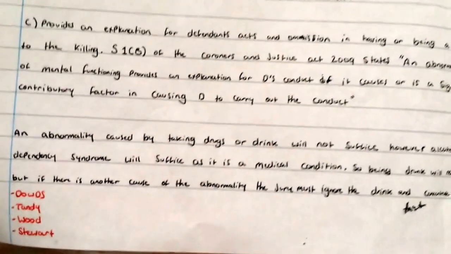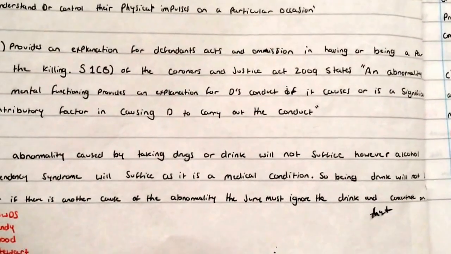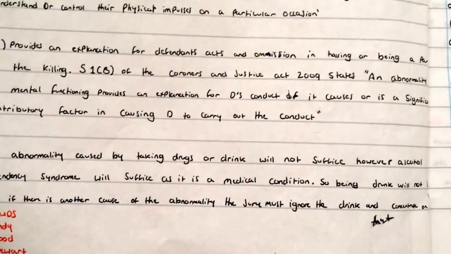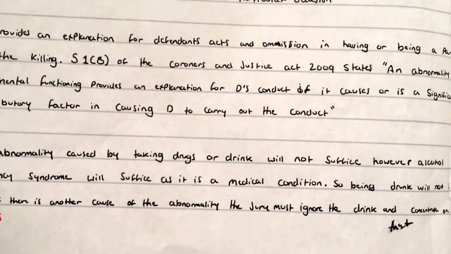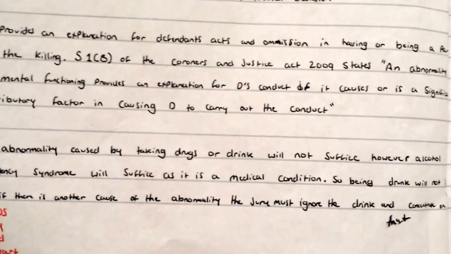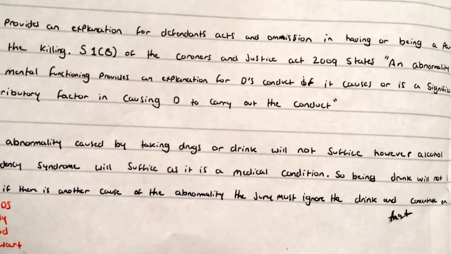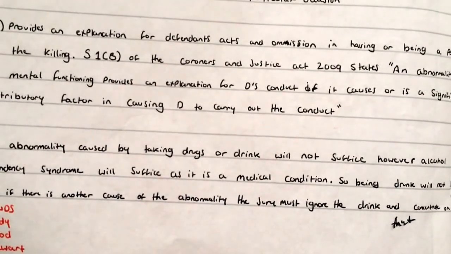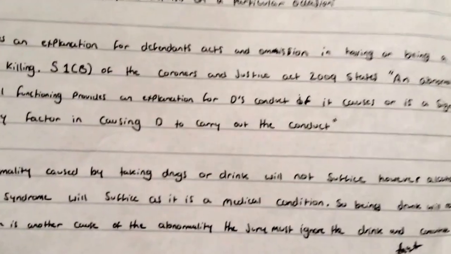And if there is intoxication present, you would have to refer to it as alcohol dependency syndrome. An abnormality caused by taking drugs or drink will not suffice. You can mention the case of Dowds, although alcohol dependency syndrome will suffice, as it is a medical condition. So being drunk will not, but if there is another cause to the abnormality, then the jury must ignore the drink and concentrate on that.